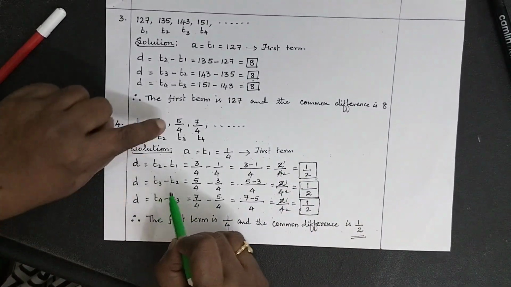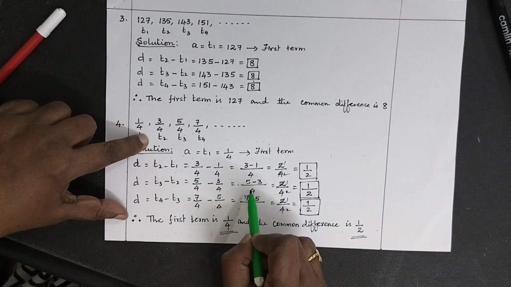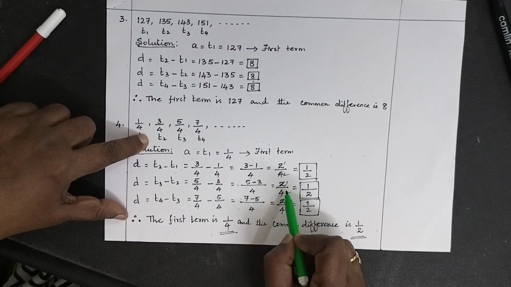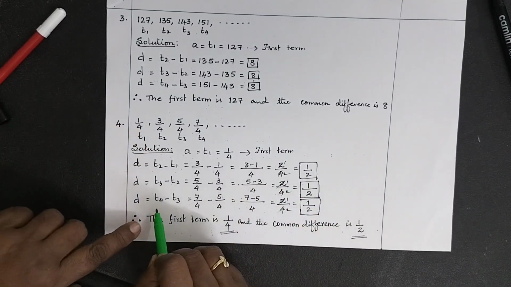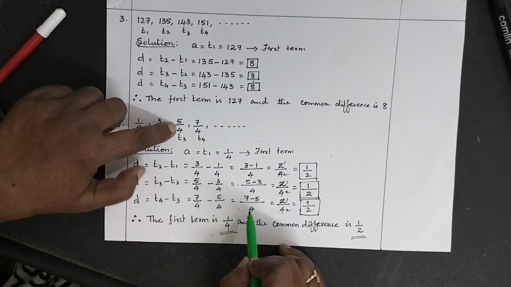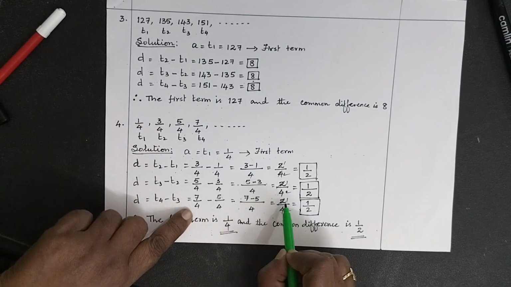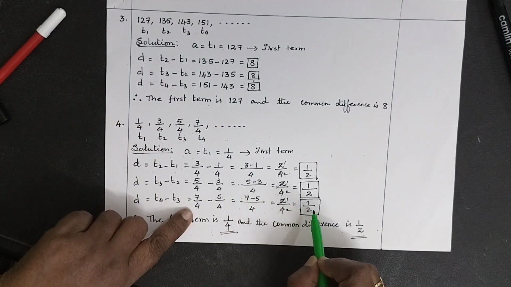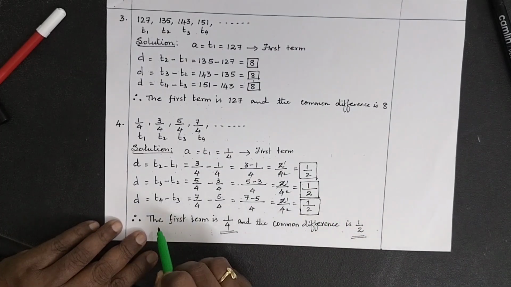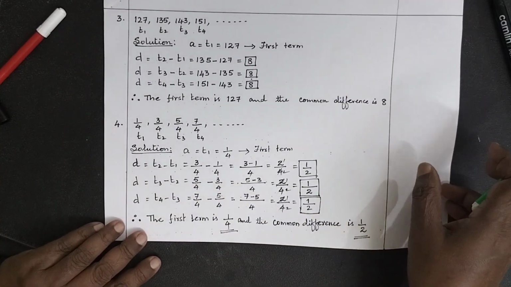Similarly, here T3 is what? 5 upon 4 minus 3 upon 4. So, take the common denominator 4, 5 minus 3, which is equal to 2 upon 4. Again, cancel it, we will get 1 by 2. Similarly, here T4 minus T3, 7 upon 4 minus 5 upon 4. Take the common denominator and write 7 minus 5. And we are getting again 2 upon 4, which is equal to 1 by 2. Therefore, the common difference is 1 by 2. The first term is what? 1 by 4.